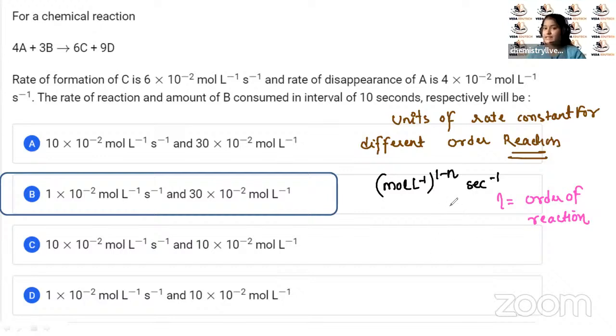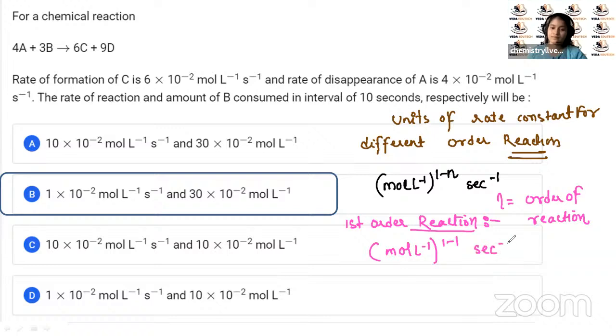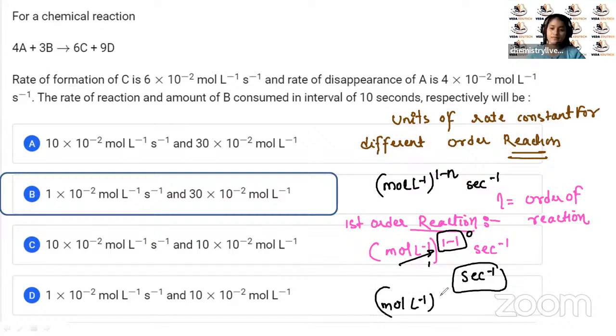So for example, if we are talking about the first order reaction, this is going to be 0. So the entire thing is going to be 1. So it is going to be second inverse. Similarly, if you talk for zero order reaction, this is going to be just mole liter and second inverse.